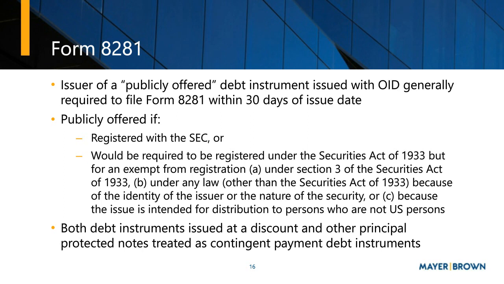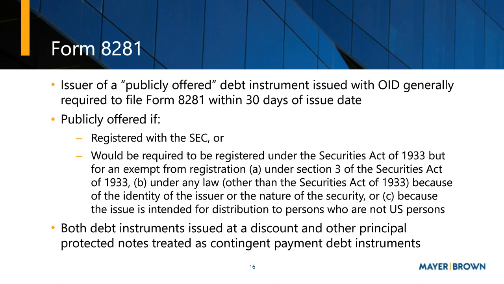This reporting requirement definitely applies to U.S. issuers, but it can also apply to non-U.S. issuers as well if their note is offered at all into the United States. And there are some exceptions to having to file Form 8281, notably certificates of deposit and short-term obligations.